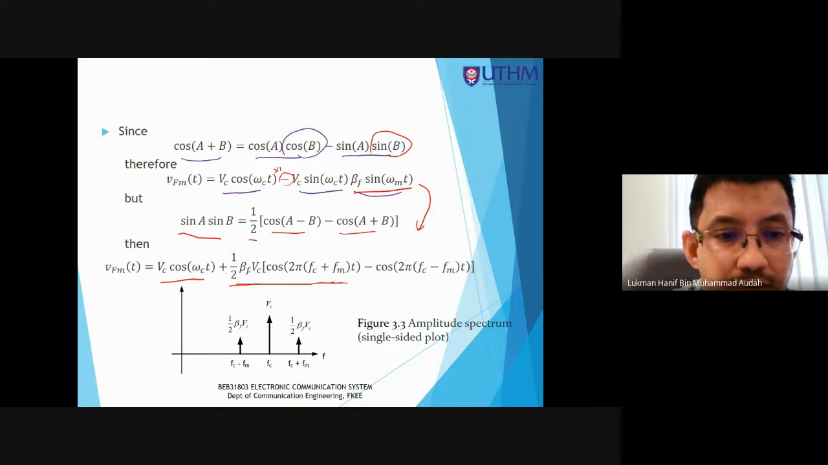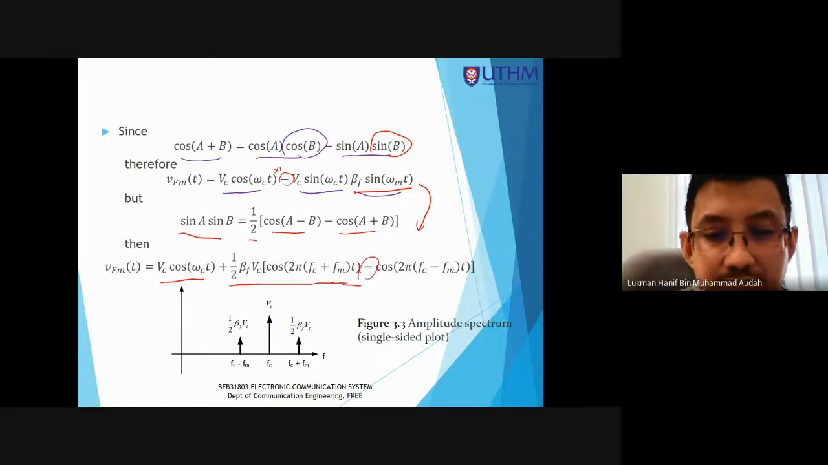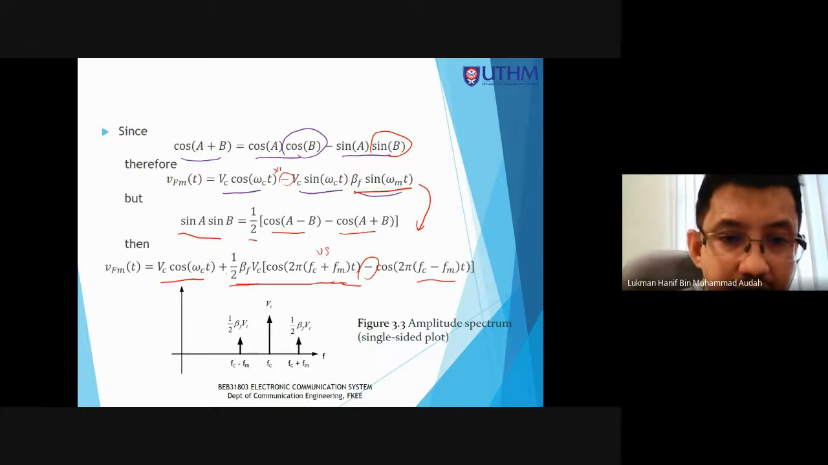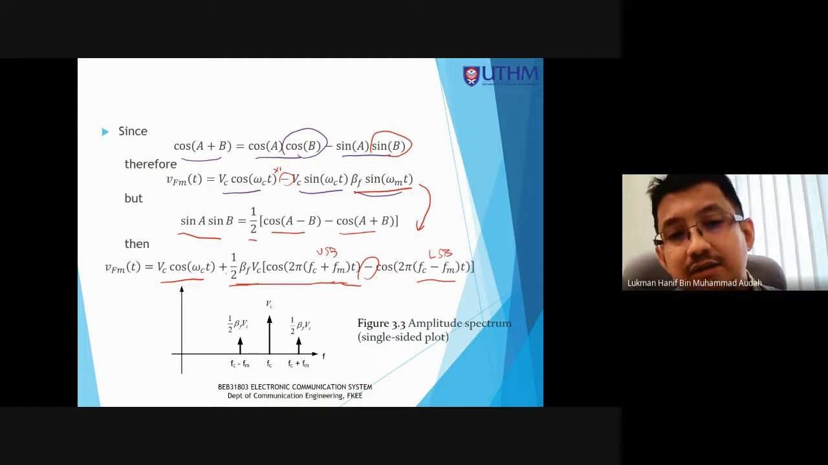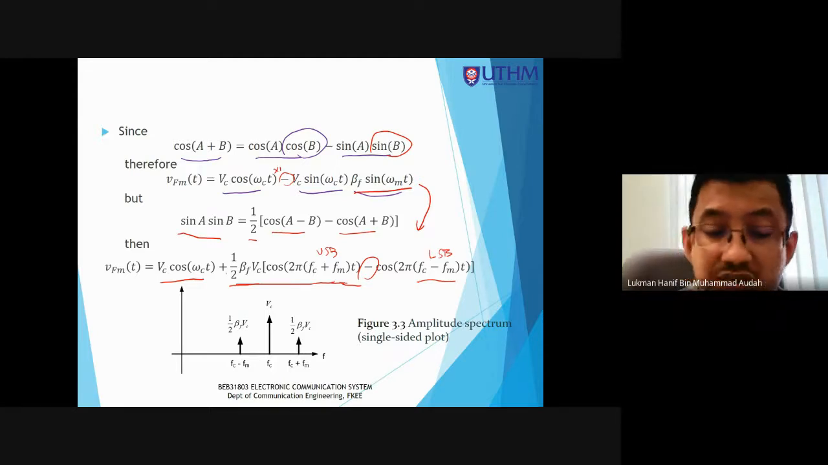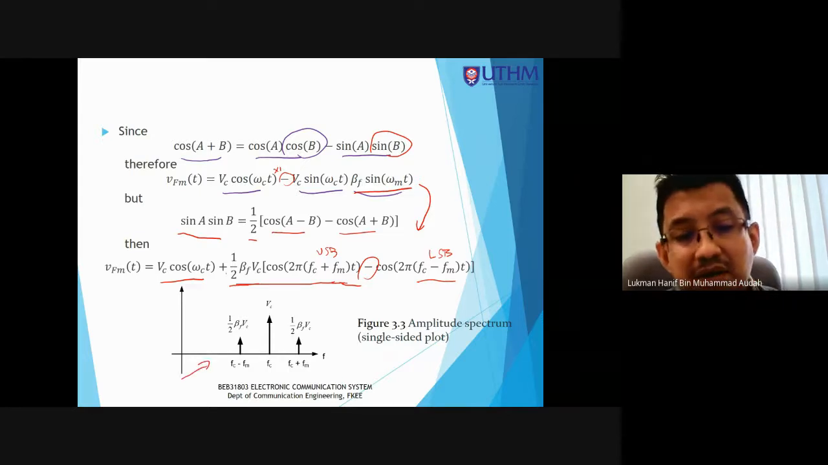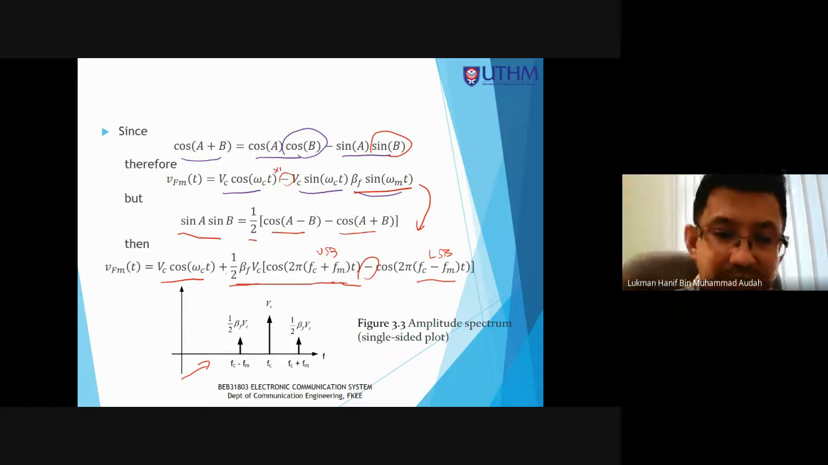Okay. So 1/2 beta f VC cos 2 pi FC plus FM T minus cos 2 pi FC minus FMT. So yang ini adalah USB, yang ini adalah LSB. And from this equation, we can draw the frequency spectrum. Kalau kita lukis frekuensi spektrumnya, maka dia akan kelihatan seperti ini.